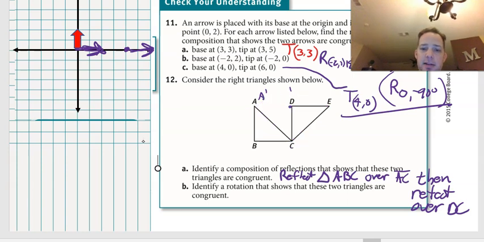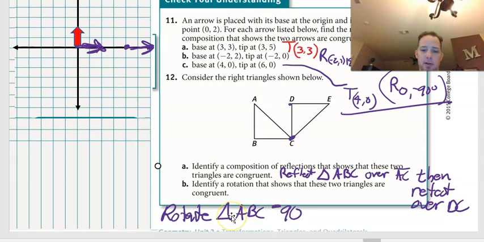Okay. For the next question, it says identify a rotation that shows these triangles are congruent. Well, obviously the center of rotation is C because that point doesn't move, and I could rotate it 90 degrees. Here is what it looks like, 45 and then 45 more. So it's going in the negative direction if that's clockwise. So rotate triangle ABC, negative 90 degrees, about point C.